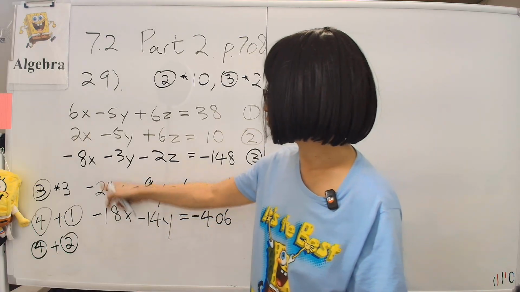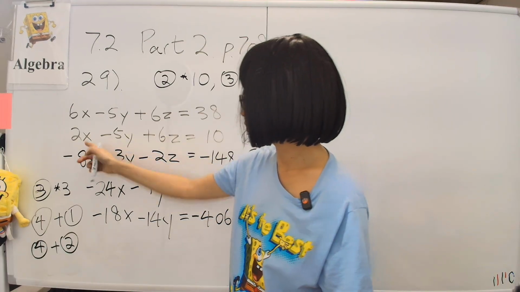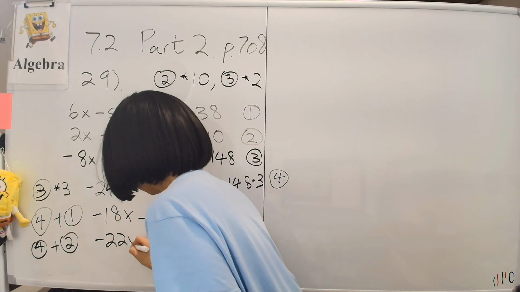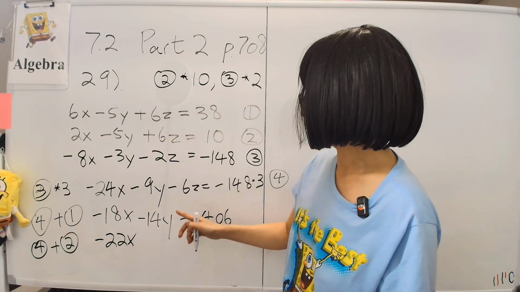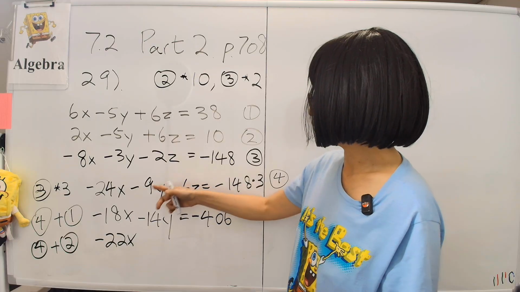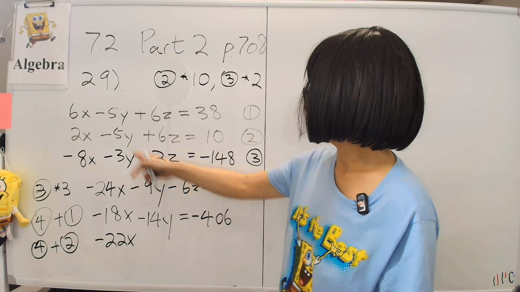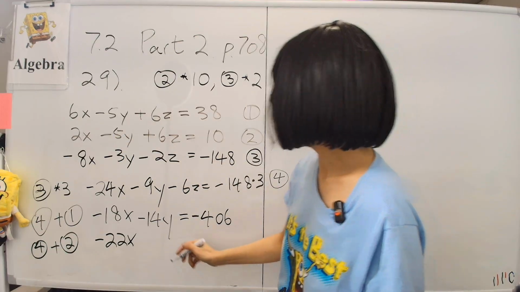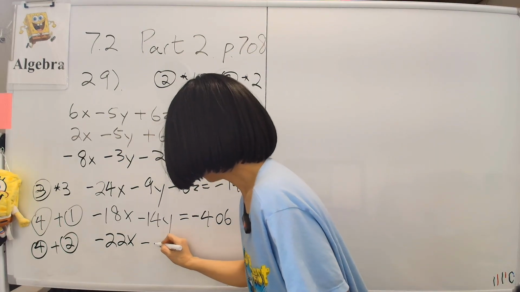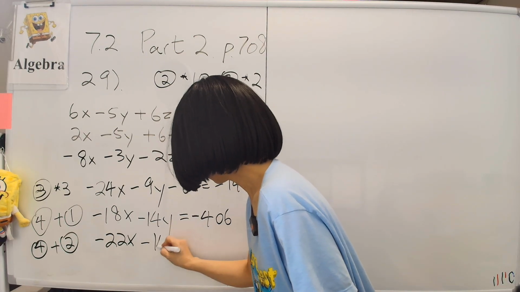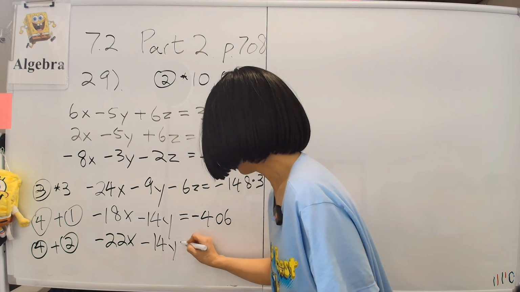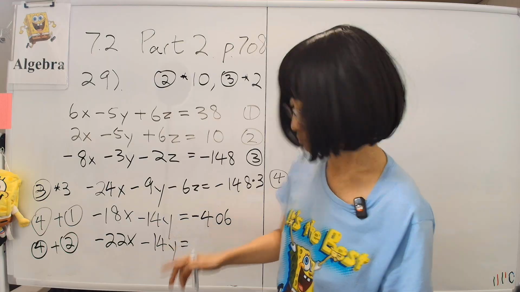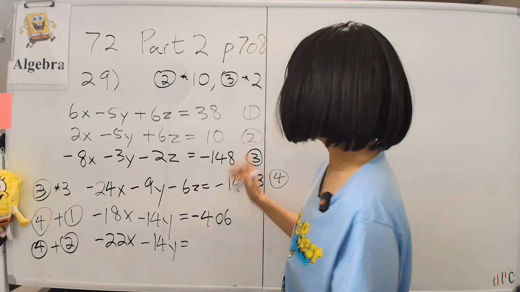Okay, so 24 minus negative 24 plus 2, that's negative 22. So minus 22x. And then next, 4 and 2, minus 9 minus 5. Okay, that's minus 14. Minus 14y. And that equals to, yeah, they're both minus 14y.